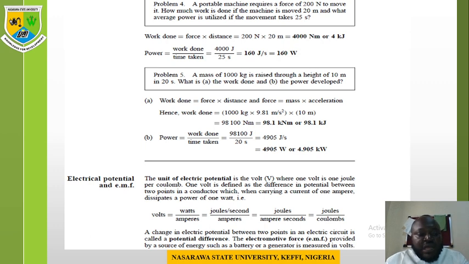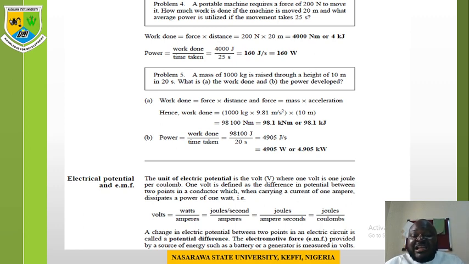Now, electrical potential and EMF. The unit of electrical potential is volt. Electrical potential, voltage, electromotive force, or potential difference can be used interchangeably. 1 volt is 1 joule per coulomb. 1 volt is defined as the difference in potential between 2 points in a conductor, which when carrying a current of 1 ampere dissipates the power of 1 watt. Volt is equal to watts divided by ampere, or joules per second divided by ampere, or joules divided by coulomb.